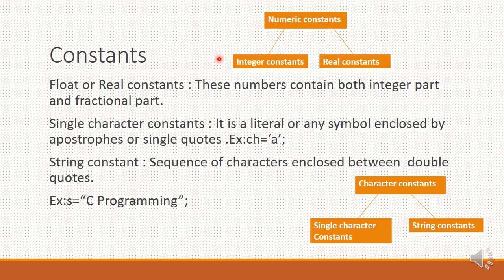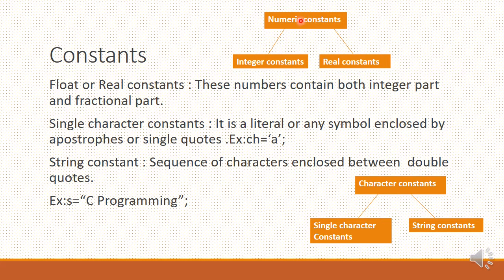But what do you mean by real constants? Real constants are numbers which contain both an integer part and a fractional part, for example 1.25, 3.45. Whenever you take numbers with a fractional part, those numbers are called float numbers or real numbers.